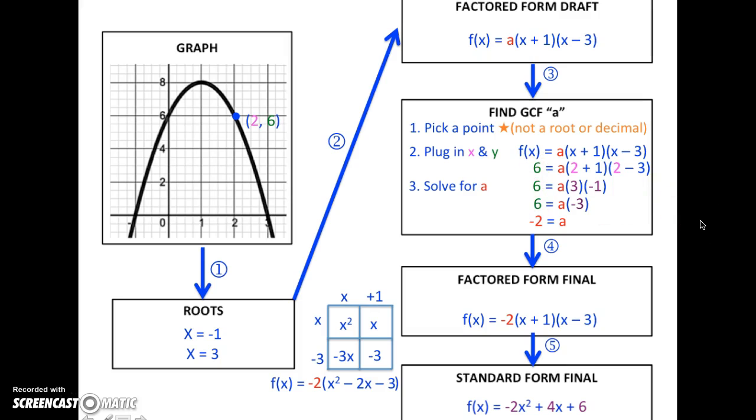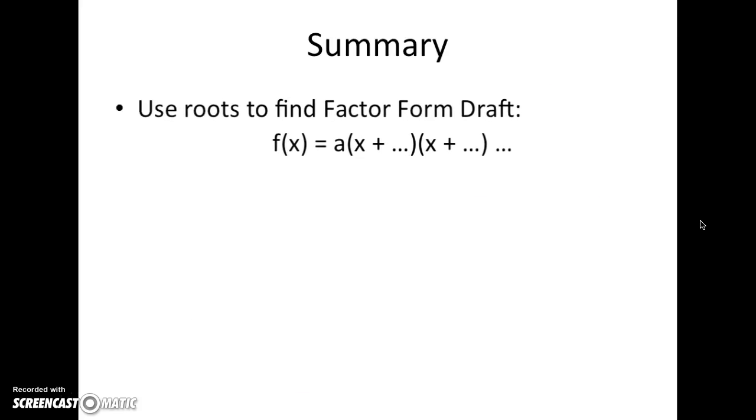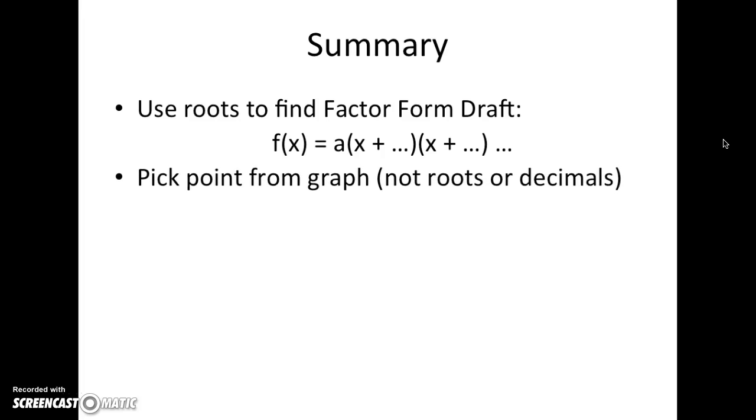So let's just summarize our process here. The process starts the same as before. Use the roots to find the factored form, but this is a draft of the factored form, and we have to remember that we have to include the a, which is our greatest common factor, which is what we'll be finding next. To find it, we pick a point from the graph. Those points cannot be the roots or decimals. Any other point works. We plug in the x and y.